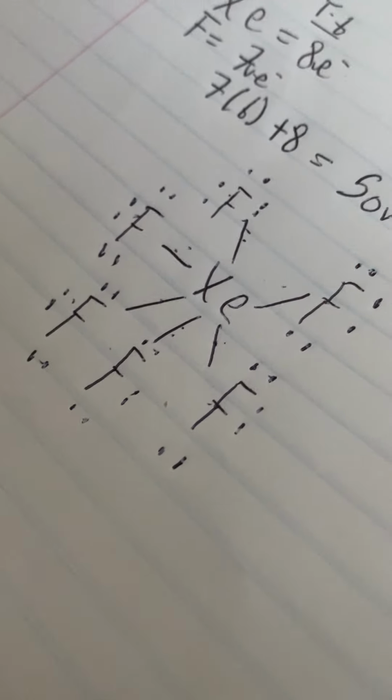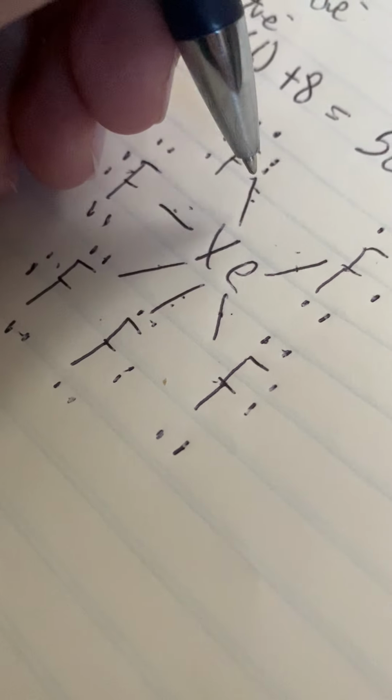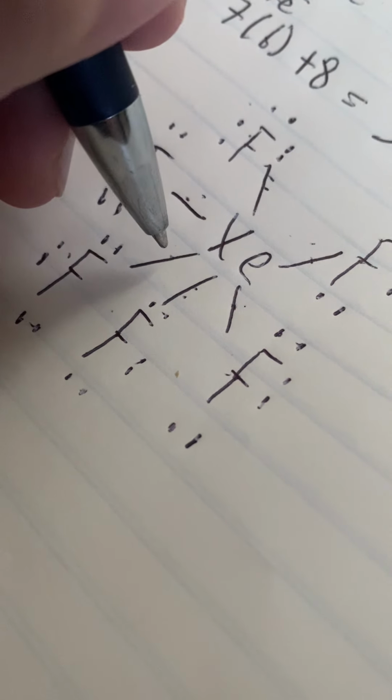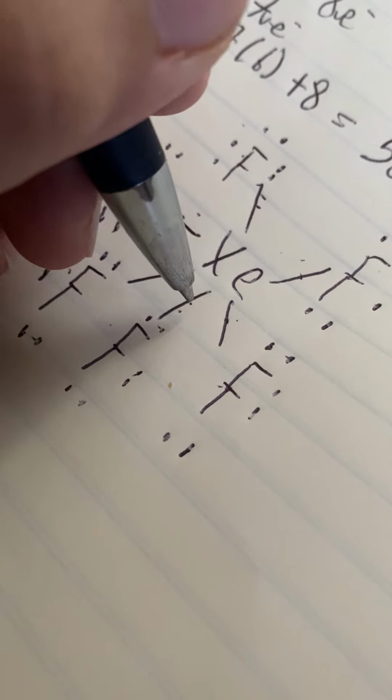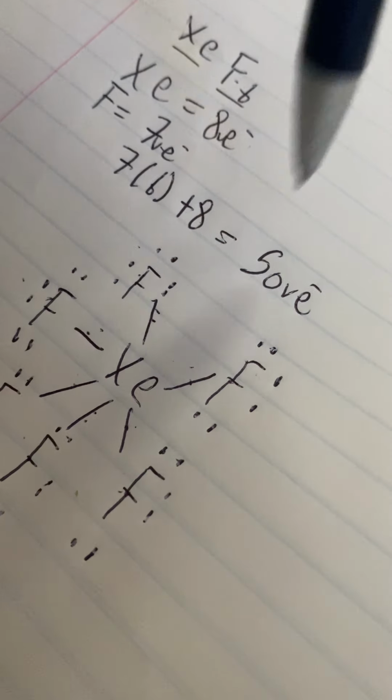Now each of these fluorines has a complete shell. They all have the octet rule. We have 6, 12, 18, 24, 30, 36. 36 electrons on the fluorines. 36, we'll keep right here. 38, 40, 42, 44, 46, 48. So we have 48 electrons in total right here, and we know that we started off with 50.